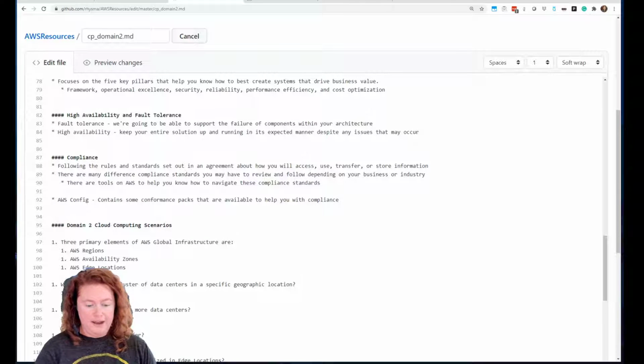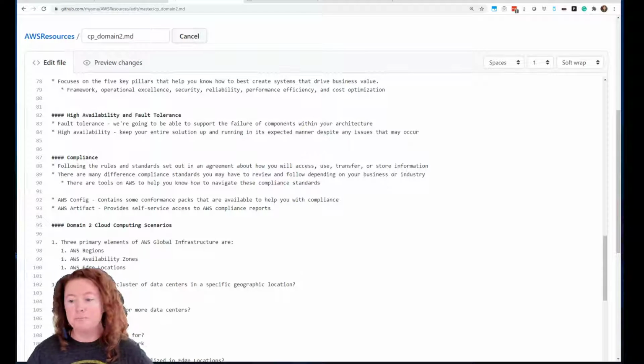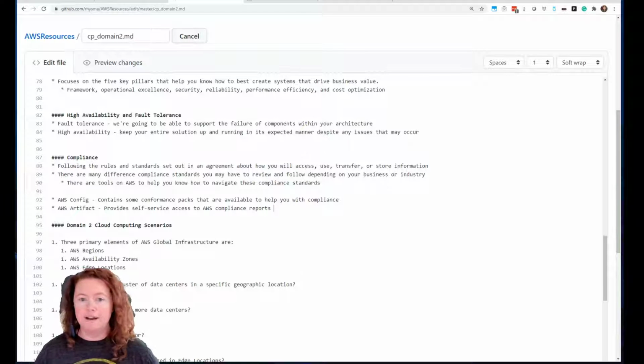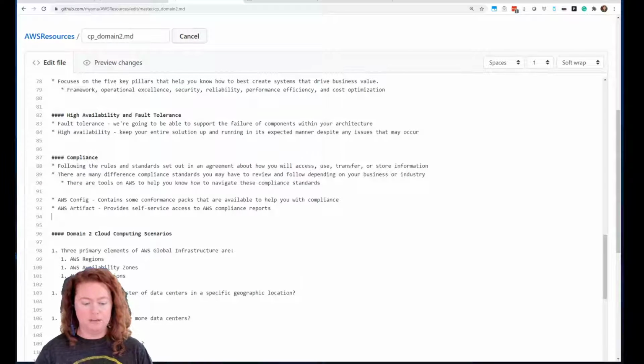We also have AWS Artifact. Artifact provides self-service access to AWS compliance reports. A lot of compliance is monitoring data, tracking, and reporting. And so having those reports available can be very handy.